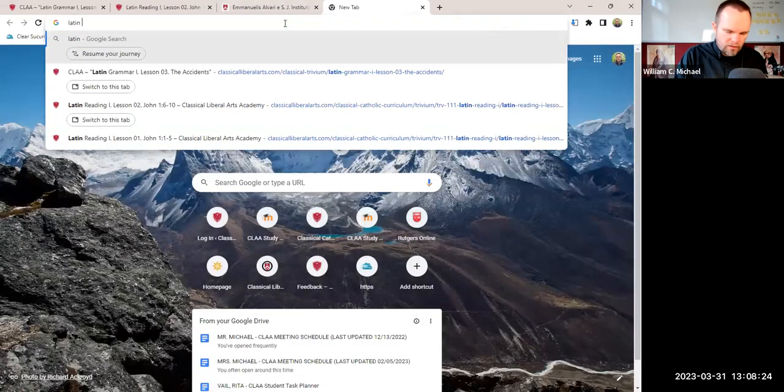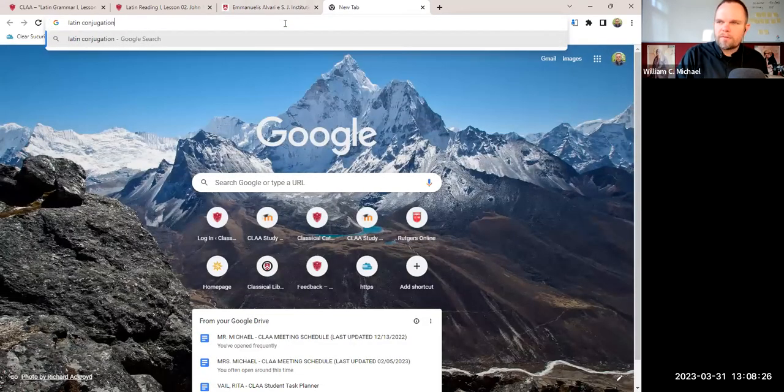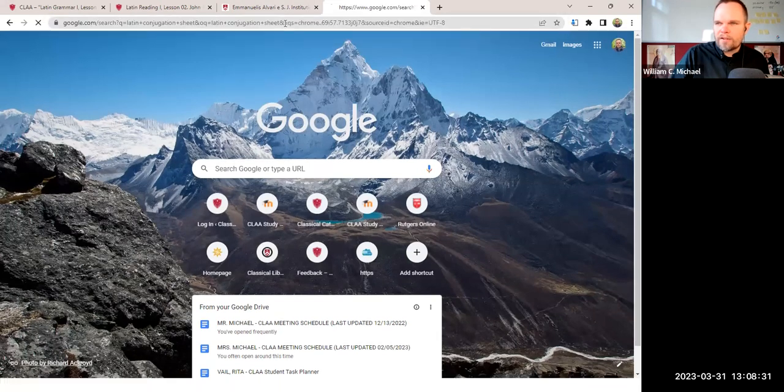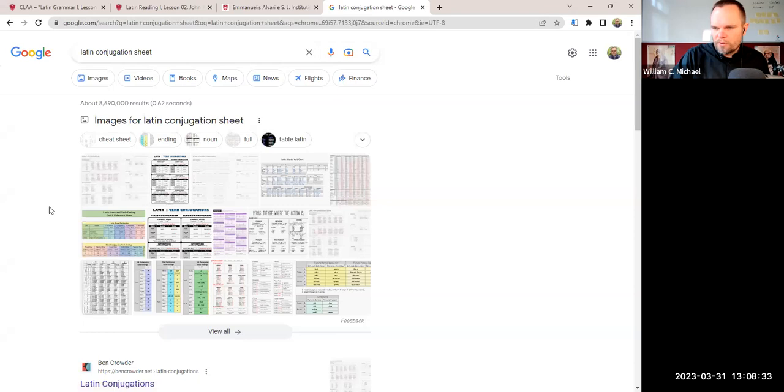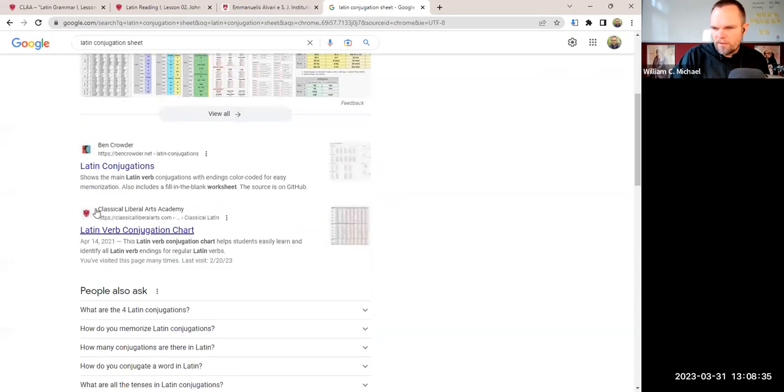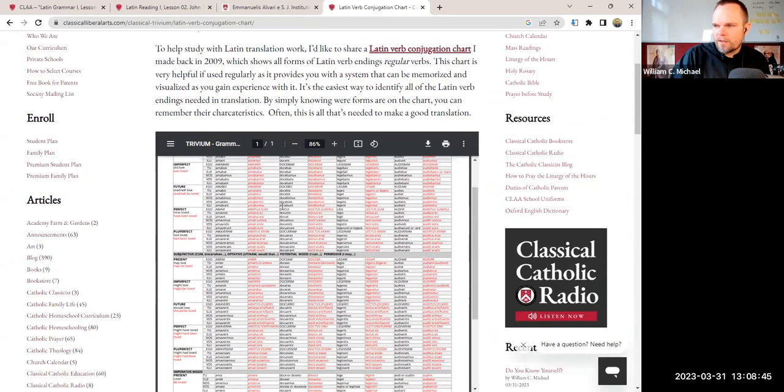If you just Google Latin conjugation sheet or whatever, the results will come up, and I'll be here. I'm right up at the top of this search. So for Latin conjugation chart, you'll see Classical Liberal Arts Academy. If you open this up, you'll see this chart comes up.